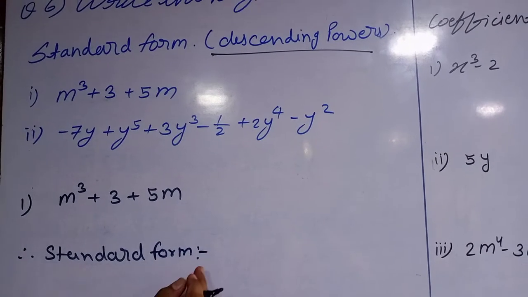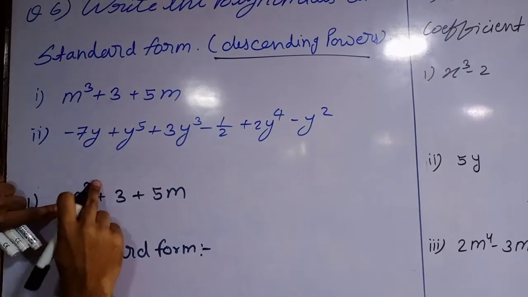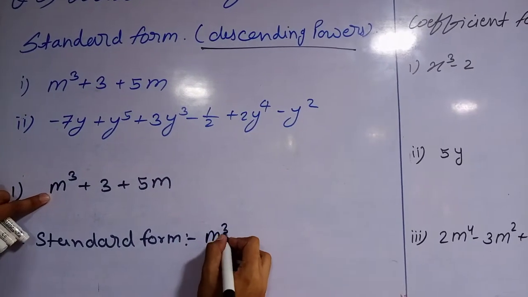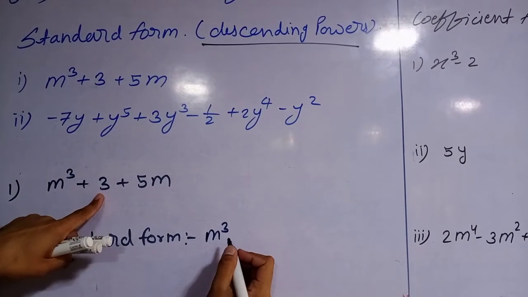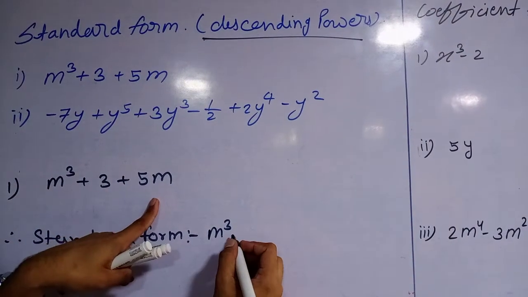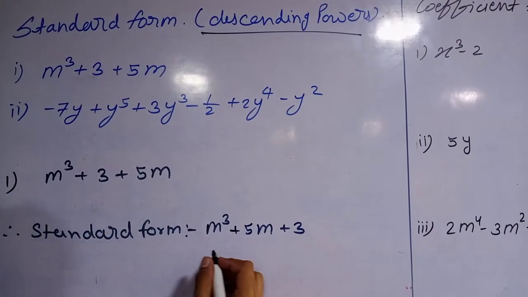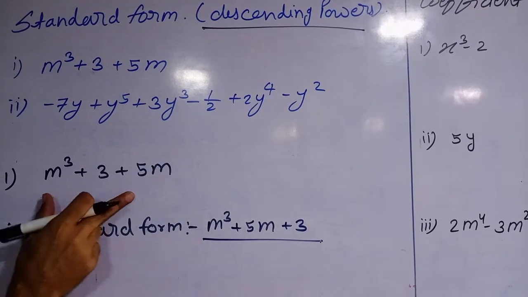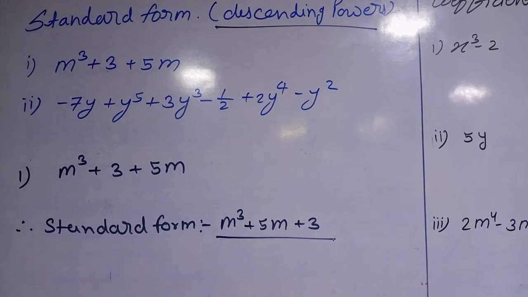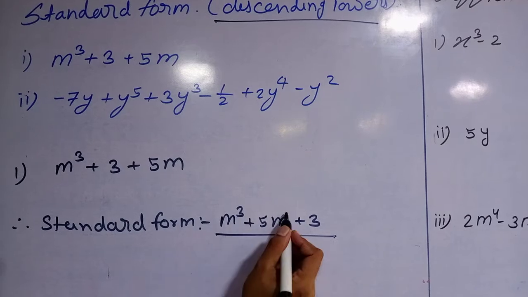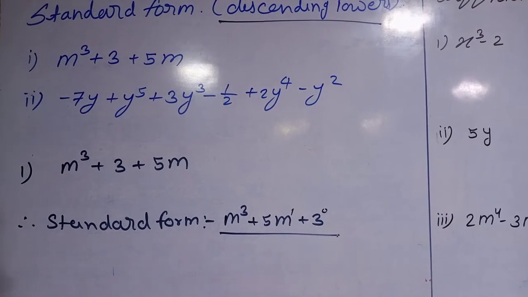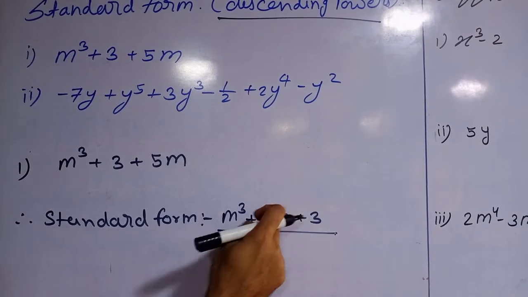is equal to, first we have m cube, after that here we have power 0 and here we have power 1, so 5m plus 3, so this is the standard form of m cube plus 3 plus 5m. Here we have the 3 with power 0 and here 5m with power 1, so in this way we can write it.